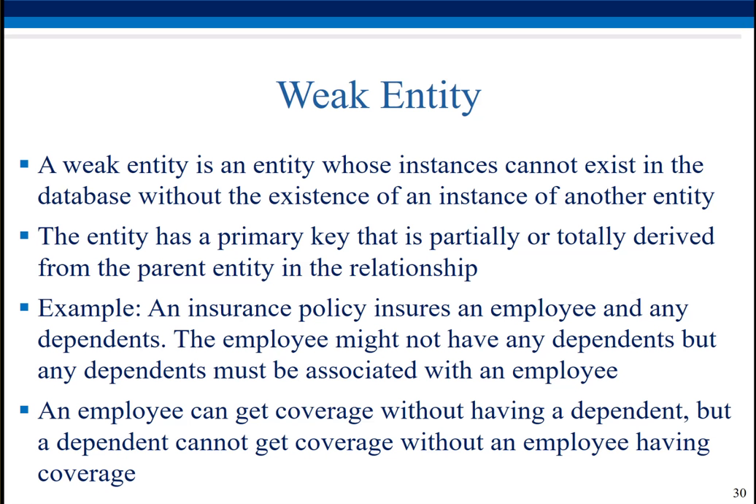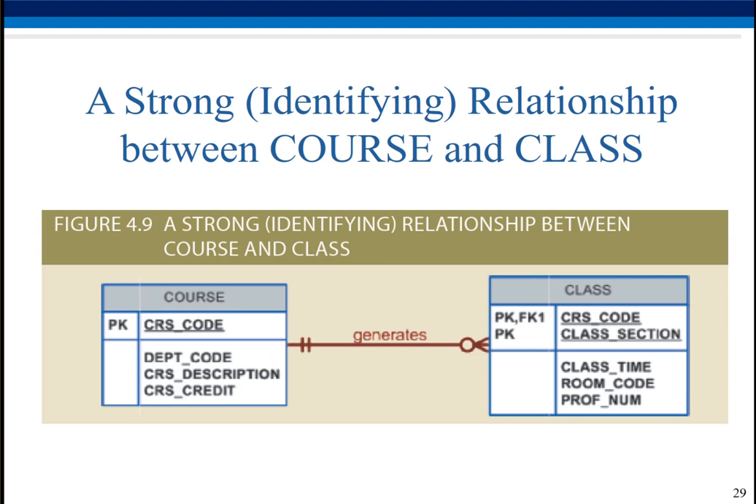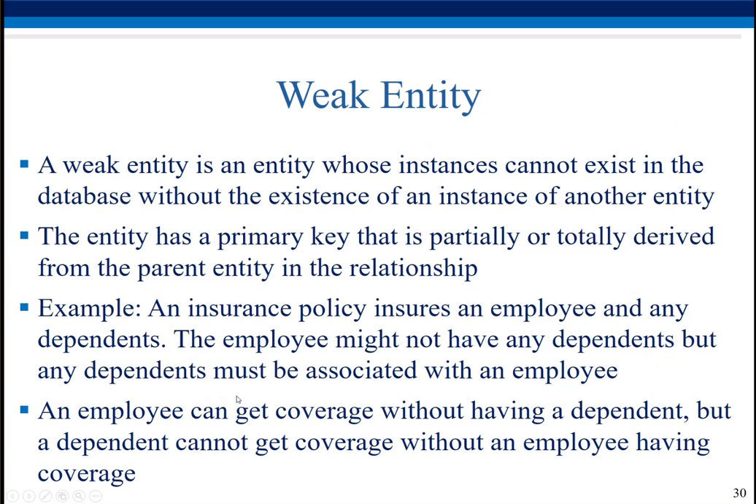A weak entity, again, I'm going to read this to you and explain whatever is necessary. It's an entity whose instances cannot exist without the existence of an instance of another entity. For instance, the class cannot exist without the course. The entity has a primary key, which is partially or totally derived from the parent entity of the relationship.